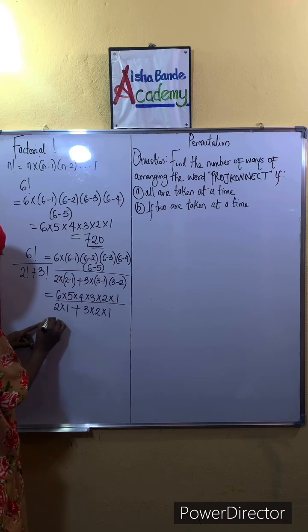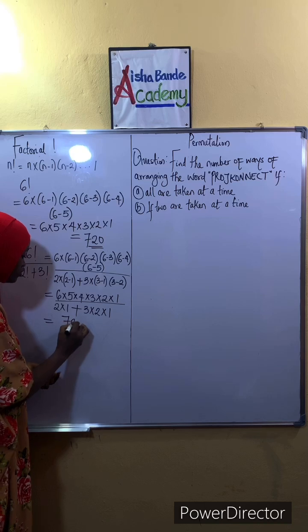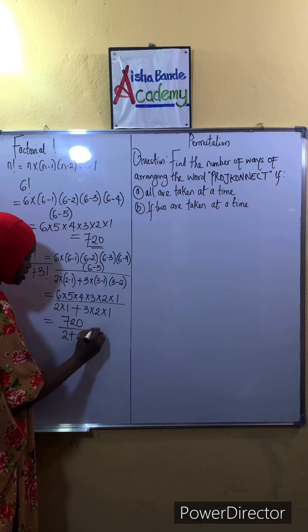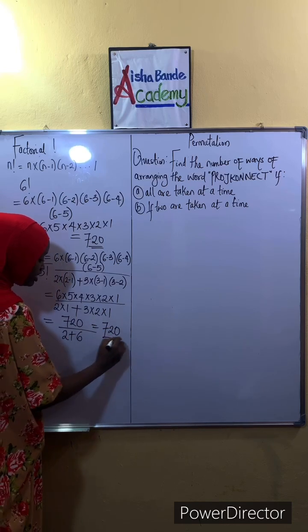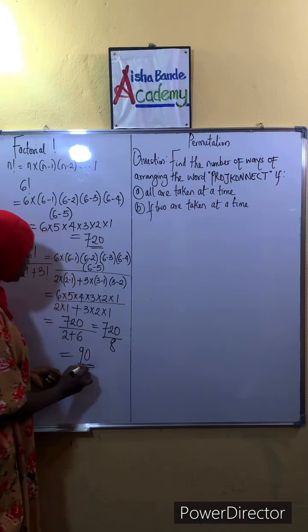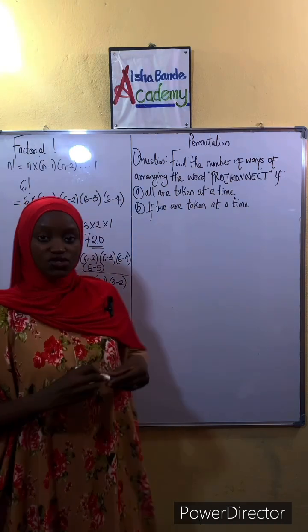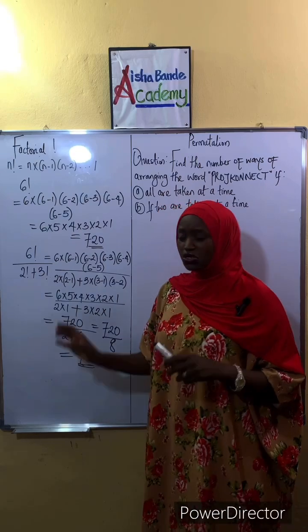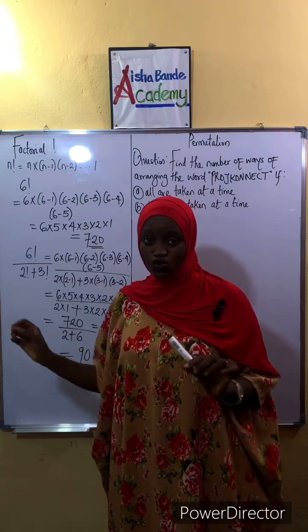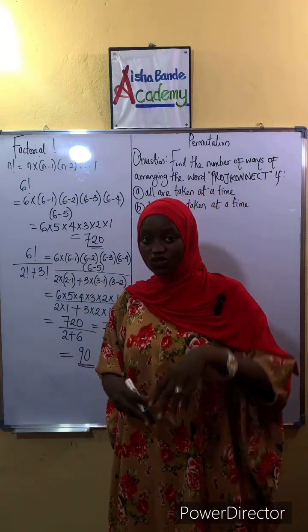That's unity. Simplifying this, we have 6 times 5 times 4 times 3 times 2 times 1 gives us a value of 720, all over 2 times 1 is 2, plus 3 times 2 times 1 gives us 6. So we have 720 divided by 8, and this gives us a value of 90. So 6 factorial divided by 2 factorial plus 3 factorial gives us a final answer of 90. This is as simple as that. Basically, this is all we need to know under factorial, because factorial is what leads us to permutation and also combination.